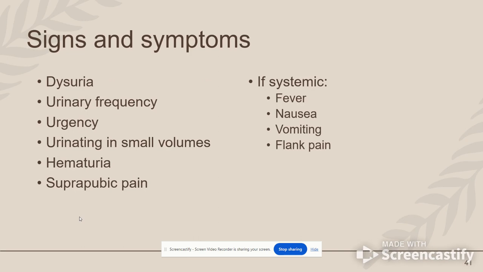So some signs and symptoms: dysuria, which is painful urination. They can have urinary frequency, urgency. They can feel the urgency and need to urinate, but only have a small amount of volume come out. They can have blood in their urine. They can have suprapubic pain. If it does become systemic, they can have fever, nausea, vomiting, and flank pain typically indicates that a kidney is involved.